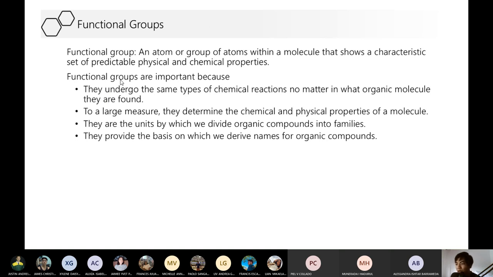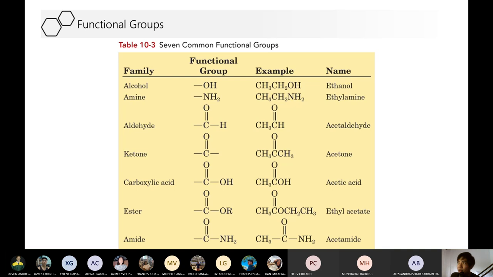So, kumbaga, ito yung mga specific sets of atom na magkakadugtong. So, tawag natin sa kanila ay functional group. Parang by default, ganun yung itsura nila. So, since yun yung itsura nila, may certain properties tayong pwedeng masabi about them. So, anyway, papakita naman natin kung ano yung mga default functional groups sa organic chemistry. So, ito yung mga default organic chemistry functional groups.